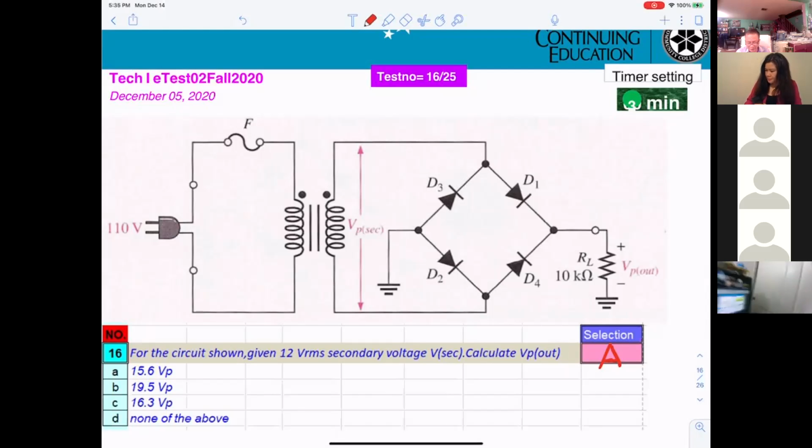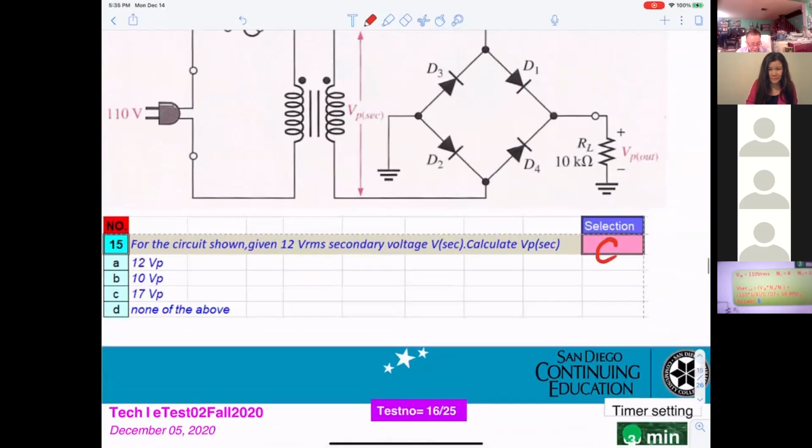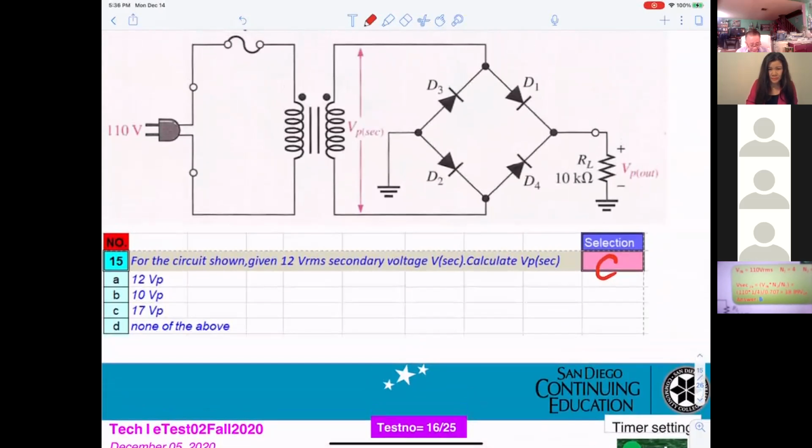What's the formula? V secondary minus 1.4. You take the V secondary, minus 1.4. So we have to divide 110 by 0.7 and then, they already know what the V secondary is. You say C means 17.